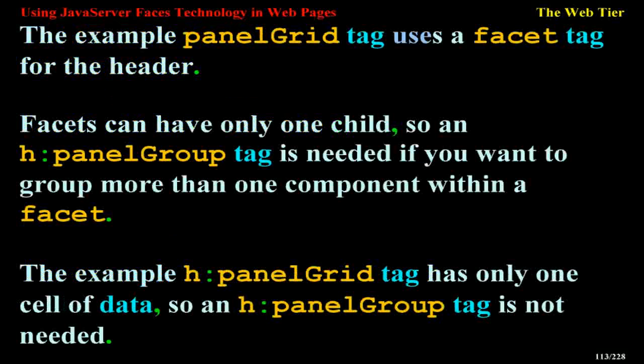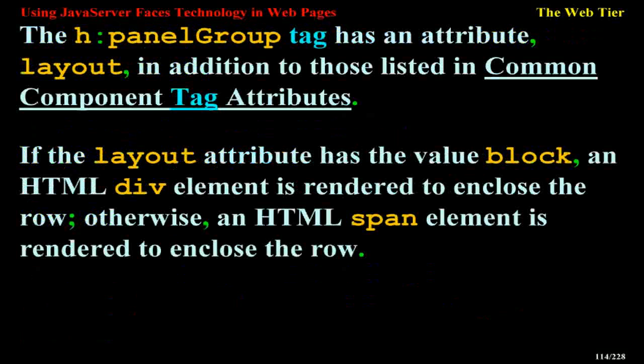Facets can have only one child, so an h:panelGroup tag is needed if you want to group more than one component within a facet. The example h:panelGrid tag has only one cell of data, so an h:panelGroup tag is not needed. The h:panelGroup tag has an attribute, layout, in addition to those listed in common component tag attributes.